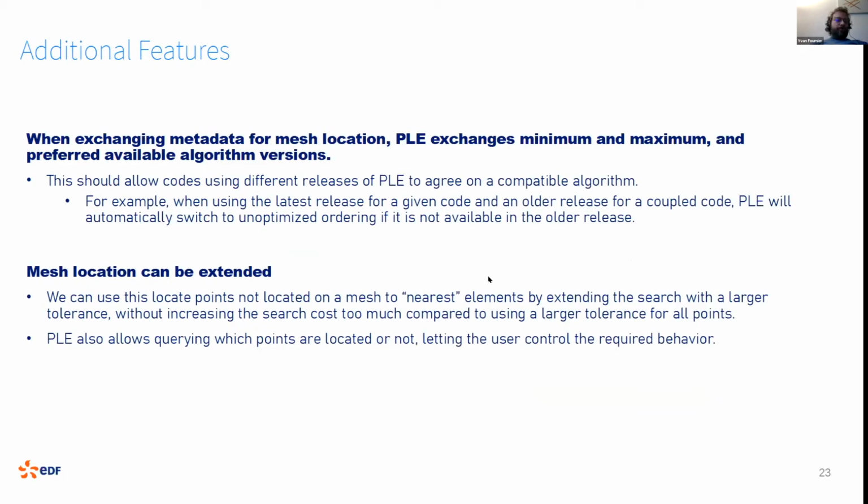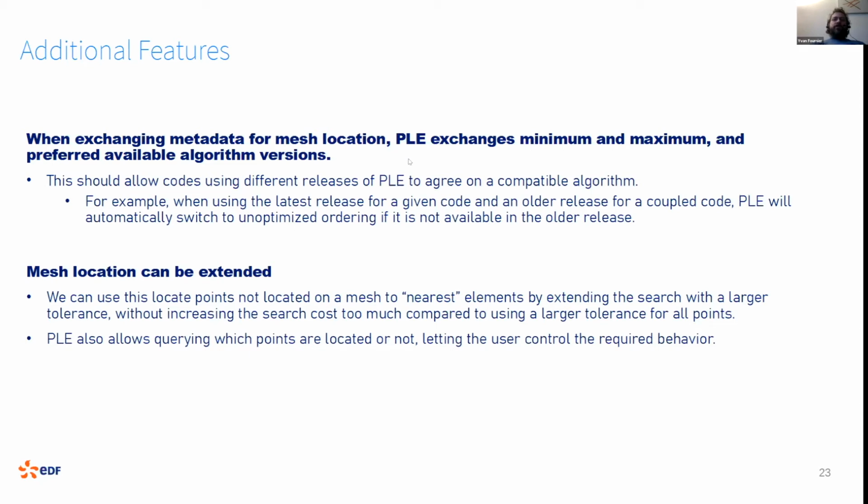And a few additional features: when we're exchanging metadata for mesh location, PLE can also exchange minimum and maximum preferred available algorithm versions. So even if some code has a slightly different version of PLE, and there's a new algorithm in one of the codes but not the others, PLE by itself should be able to agree on whatever is available. So that's more or less a safety mechanism.